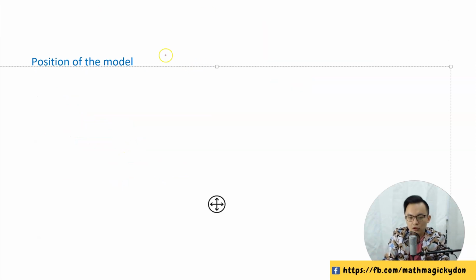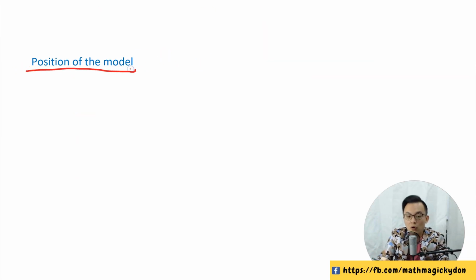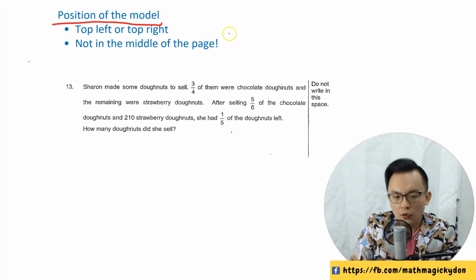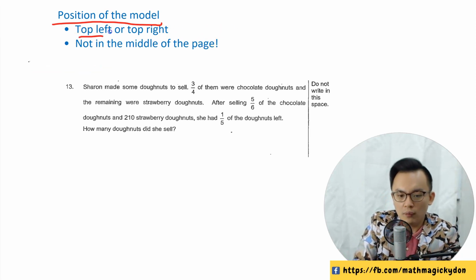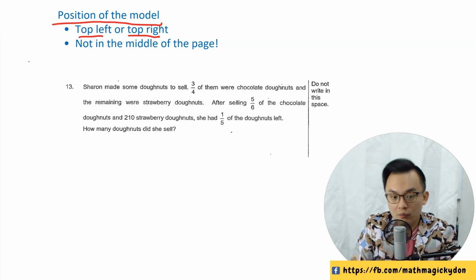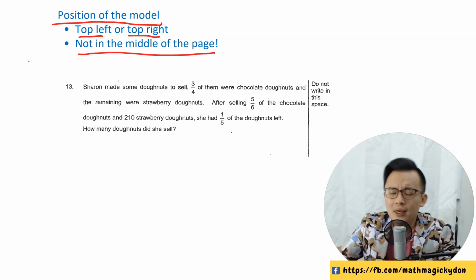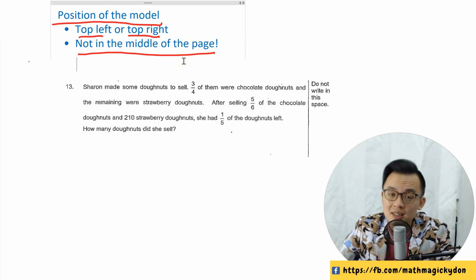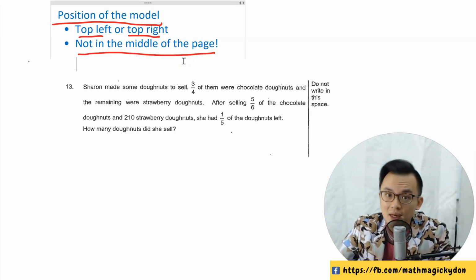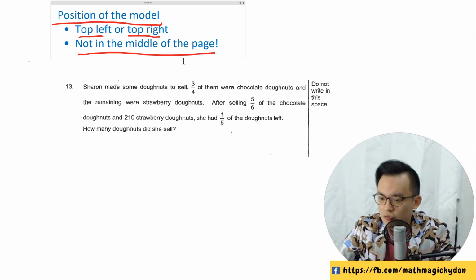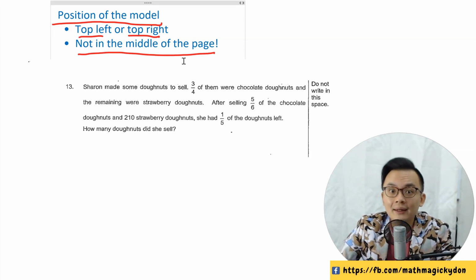Now, the second thing I want to talk about is the position of your model. Where should you draw your model on the space provided? My recommendation for my students is always to draw your models on the top left or the top right. Wherever you draw, left or right, is not really important. But the main thing is, do not draw your models in the middle of the page. There are so many times I see students drawing their models smack in the middle of the page, and it disrupts their flow and their working, everything.